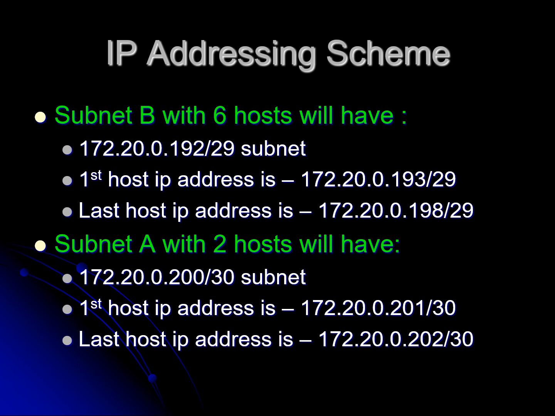Subnet B with 6 IP addresses is a /29 with the first and last IP addresses like so, and then your subnet A with only 2 hosts is a /30 subnet, with the first being 172.20.0.201/30. The last usable IP address is 172.20.0.202/30.